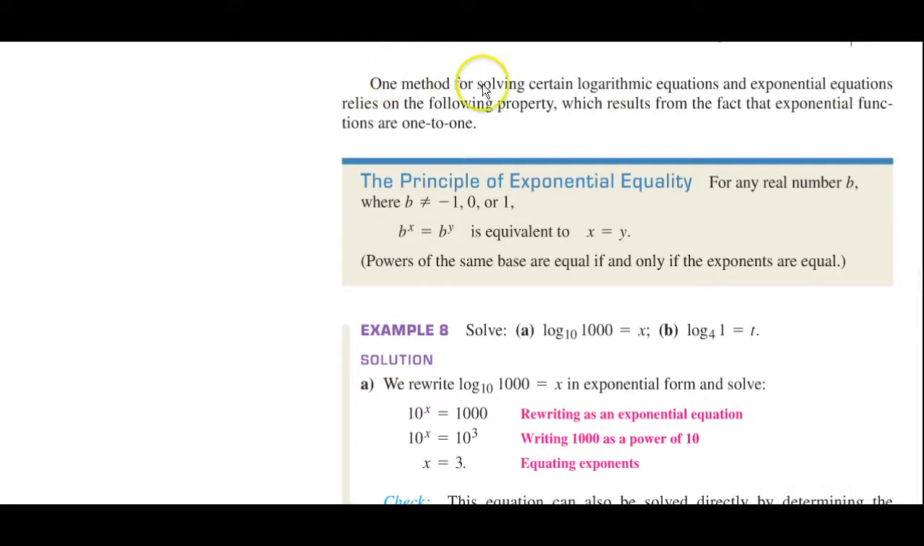It says one method for solving certain logarithmic equations and exponential equations relies on the following property, which results from the fact that exponential functions are one-to-one. Again, going back to topic 2. The principle of exponential equality: for any real number b, where b does not equal these, and we have this, is equivalent to x equals y.